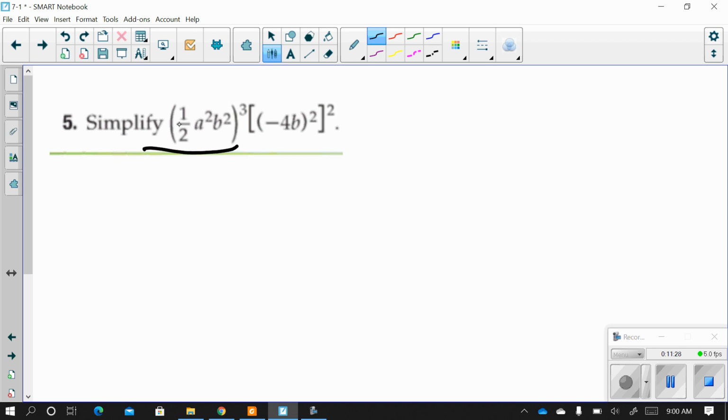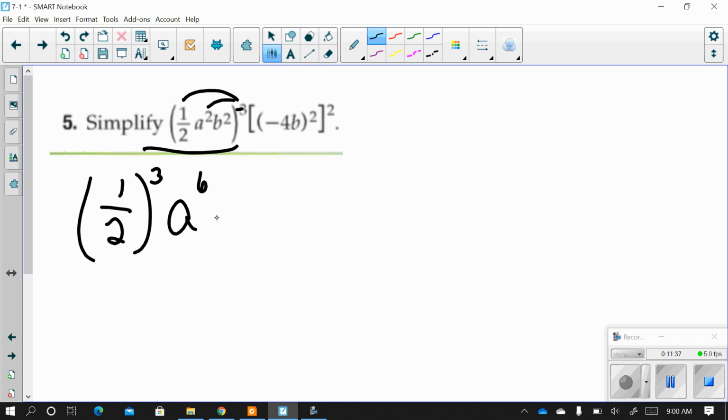Okay, I'm going to start here first. I'm going to distribute that power. So I get 1/2 cubed. Power to power we multiply, so a to the 6th, b to the 6th. Okay, I'm going to go ahead and do 1/2 cubed. So again, either use the fraction button or make sure you put it in parentheses. 1/2 cubed turns into 1/8. A to the 6th, b to the 6th.